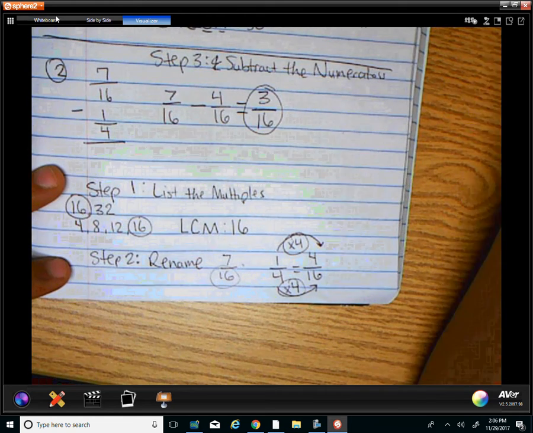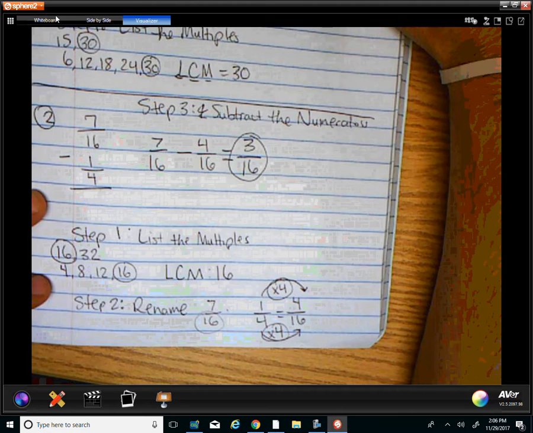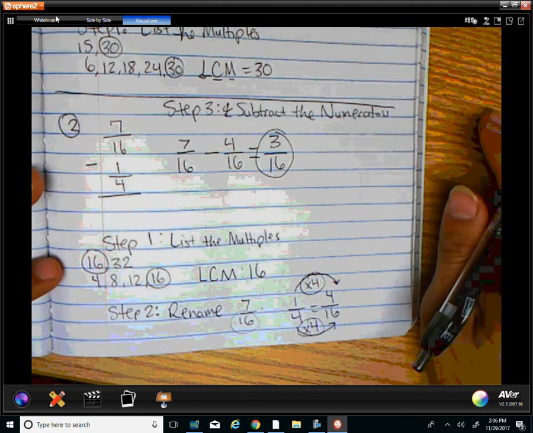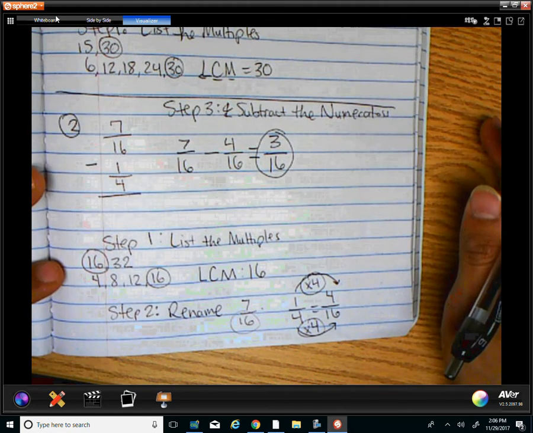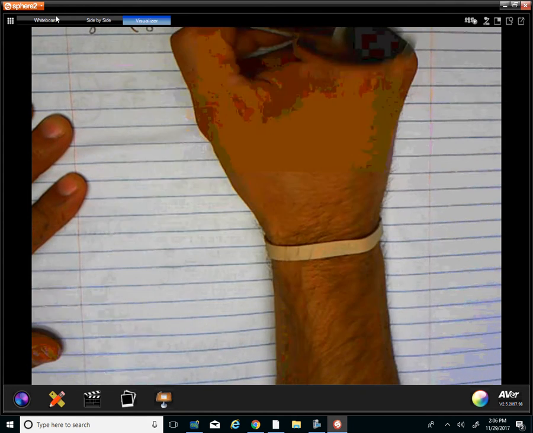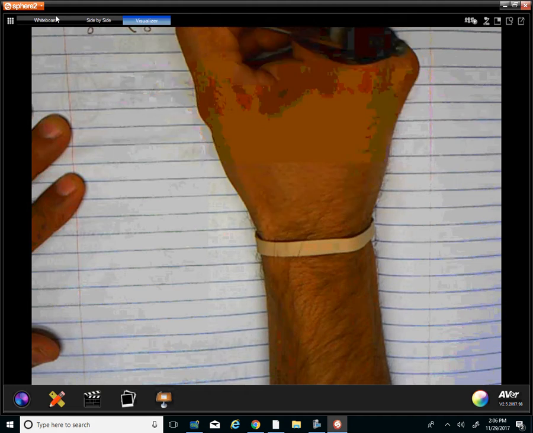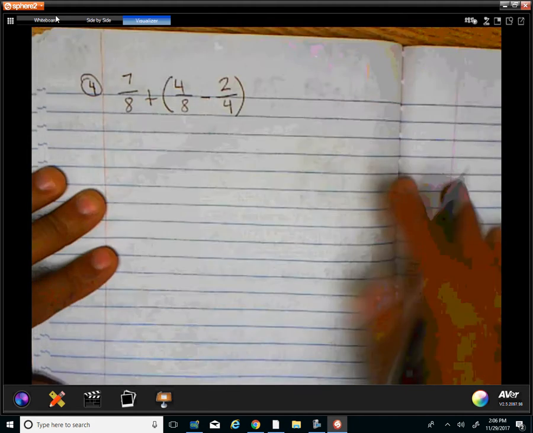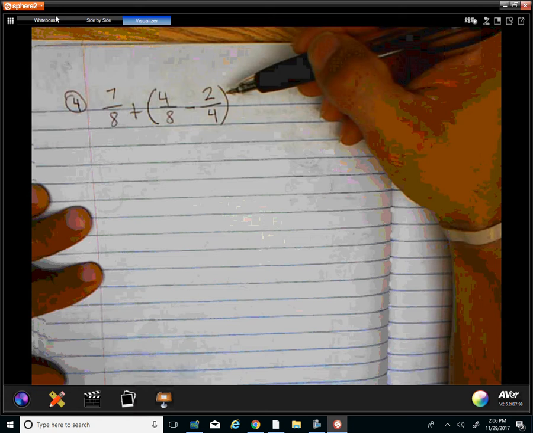Let's do one more. All right. Number 4. Not number 3. We're going to number 4. Okay, here we go. Number 4 is 7/8 plus parentheses 4/8 minus 2/4. 7/8 plus 4/8 minus 2/4.